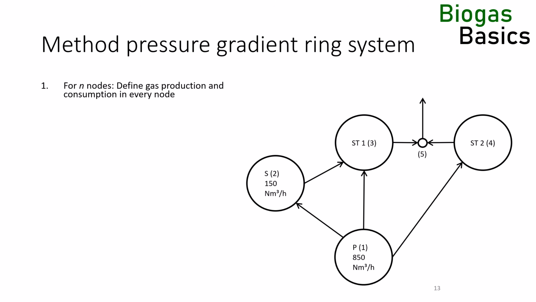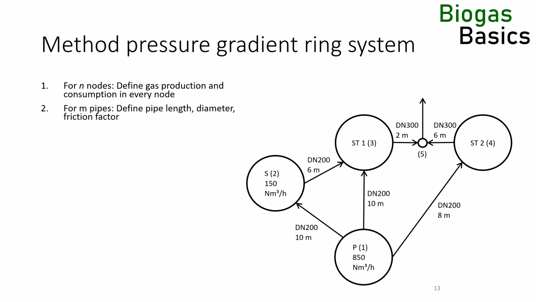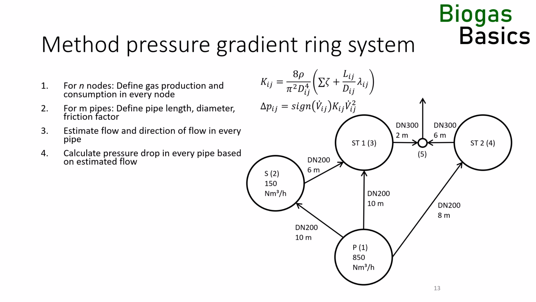Second, we define the pipe length and diameter for every pipe. The total number of pipes is m. In our example, m equals 7. Most of the pipes are quite small, DN 200 or 8 inch. Only the last 2 pipes to the T-junction are DN 300 or 12 inch. Then we estimate a flow in each pipe and define a direction of the flow. The estimate does not have to be accurate, even the flow can point in the wrong direction. We then calculate the pressure drop in each pipe based on the estimated flow.